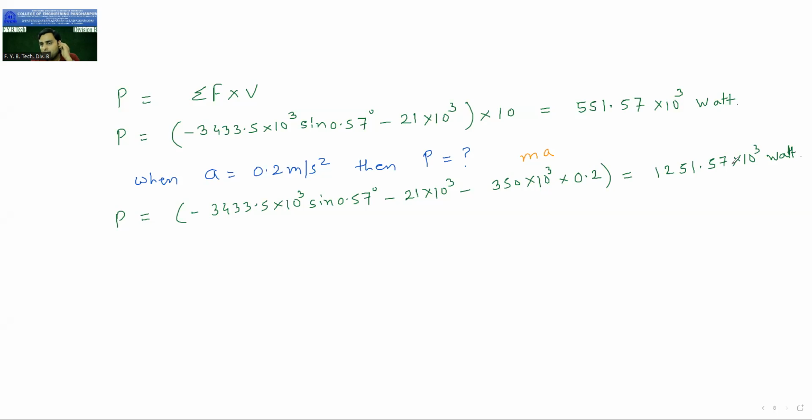We have forgotten to multiply by the velocity, correct. So here this is F into V. V is the velocity which is 10. So therefore P is equal to 1251.57 into 10 raised to 3 watt. So this is the answer.